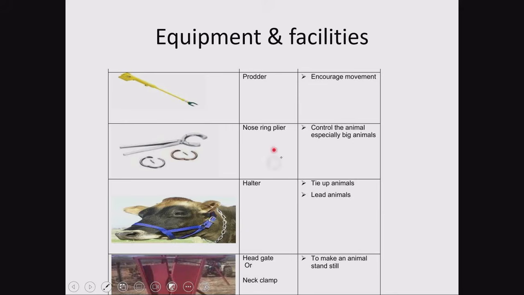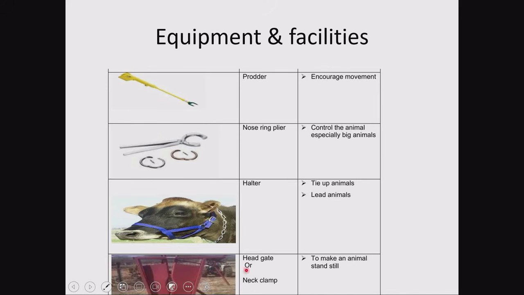Secondly, we have the nose pliers. The nose pliers is also used to control animals, especially big animals. So it's also going to lead the animals to the direction that you want it to go to. There is a picture of a nose pliers. And another equipment, we have a halter. The halter is used to tie up animals and also lead the animals like cows to the direction that you want them to go to.